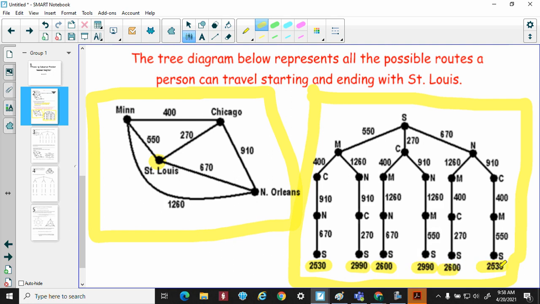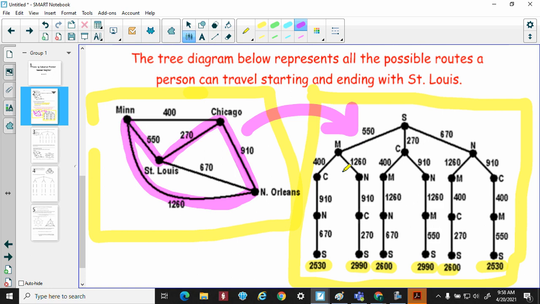All right, so all these different routes, all these different cities, will take you to different mileage. For example, if you go St. Louis, New Orleans, Chicago, Minneapolis, St. Louis, that's one route, one way to go. But if you were to go St. Louis, Minneapolis, going all the way down to New Orleans, Chicago, and back to St. Louis, that's another way you can go. And all of this is in this particular graph or tree diagram. Now, I'm going to talk you through how you create it. So let's get started with this.